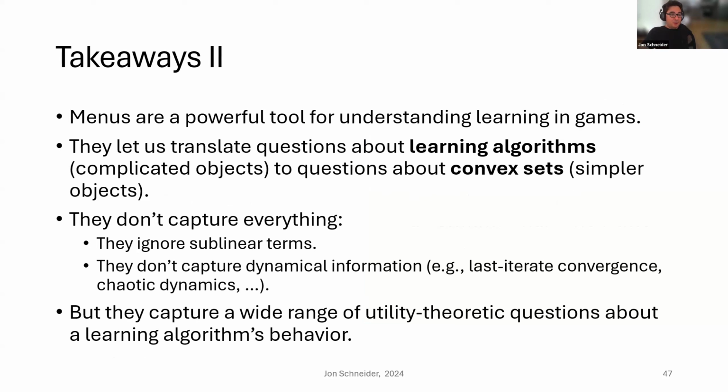And the second takeaway I wanted to say is that this technique of thinking about the menu of a learning algorithm is pretty powerful for understanding learning in games. It can tell you basically all the results I mentioned in the previous slide, and they translate questions about complicated objects like learning algorithms to questions about convex sets, which are a lot simpler. They don't capture everything. So they completely ignore these sublinear terms. They don't capture dynamical information like last iterate convergence, chaotic dynamics, but they capture a wide range of utility theoretic questions about a learning algorithm's behavior.